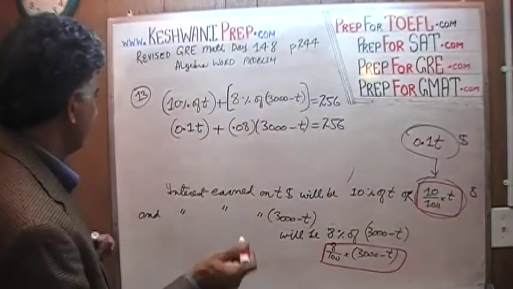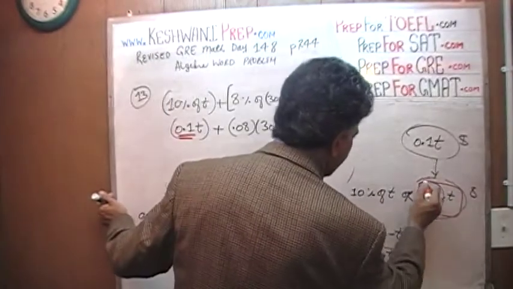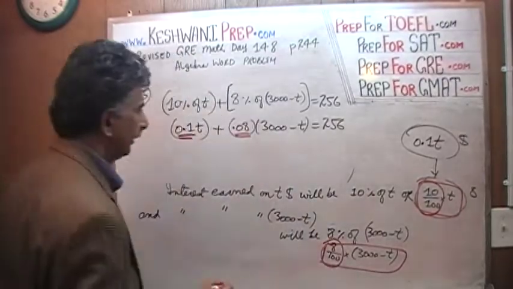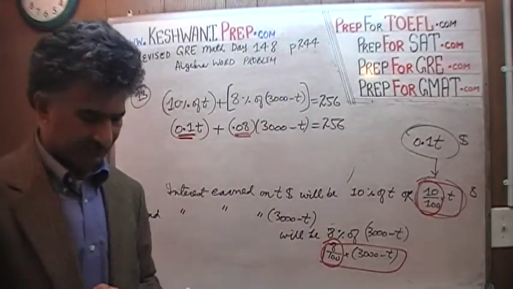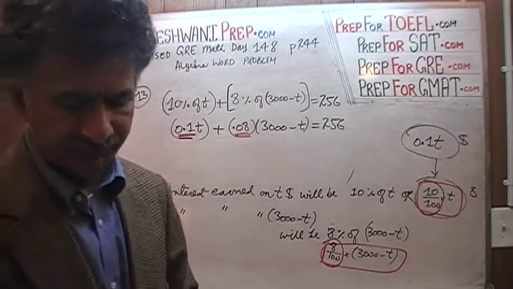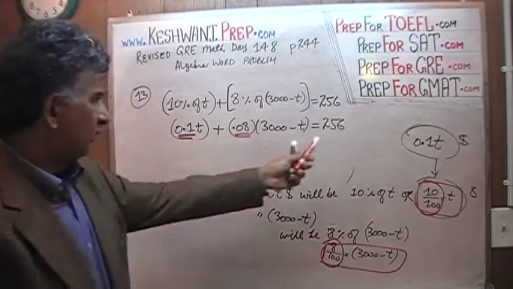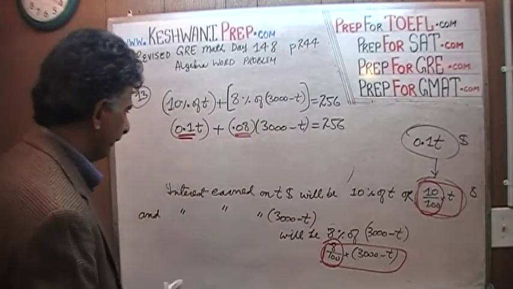Now the reason I chose to express the 10% as 10 over 100 and 8% as 8 over 100 is because I hate dealing with decimals. I try to avoid them as much as I can. Well, we could get rid of them right now if you like. If we want to multiply the whole equation by 100, we'll end up with where we are. So either way is fine.